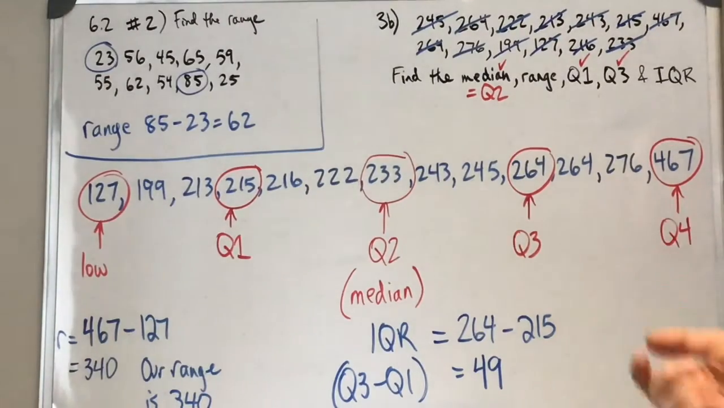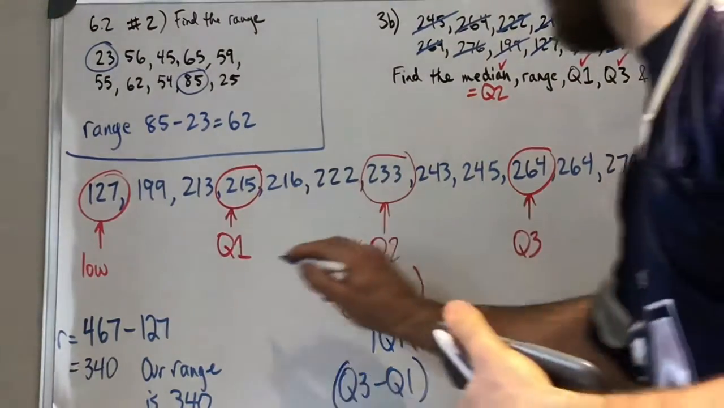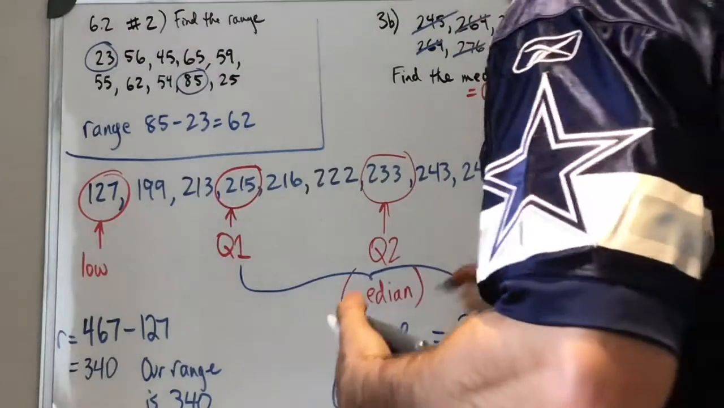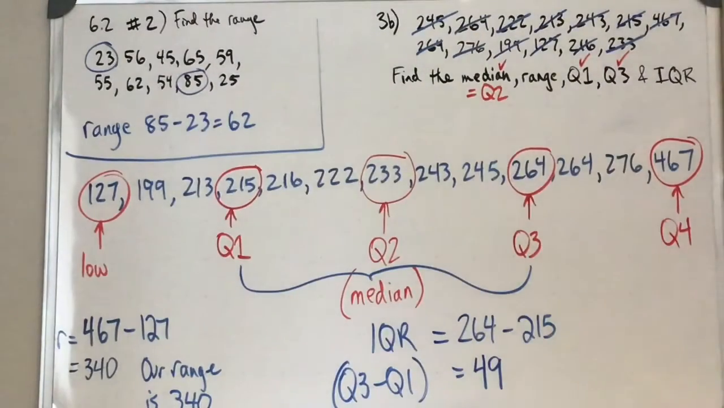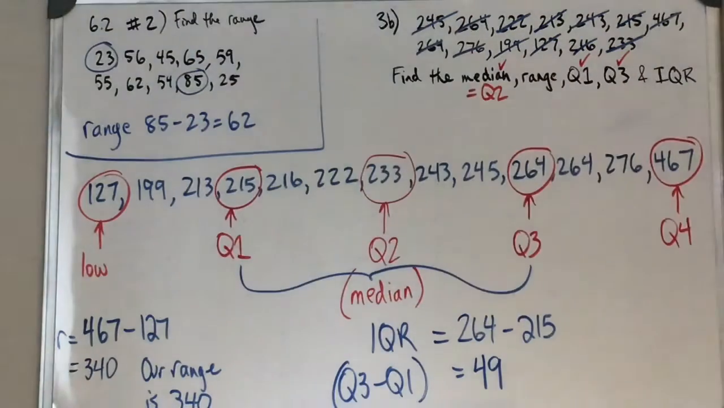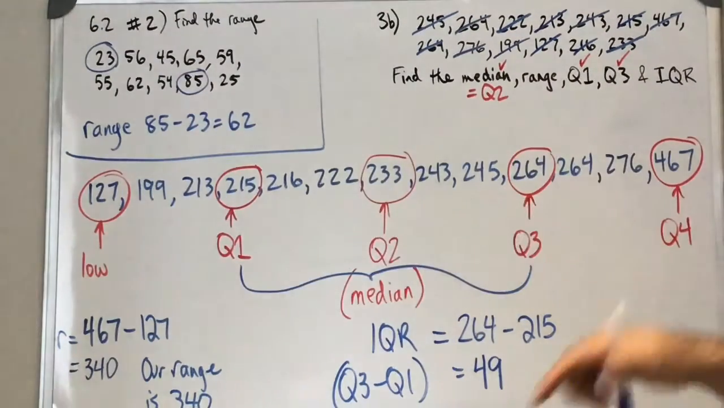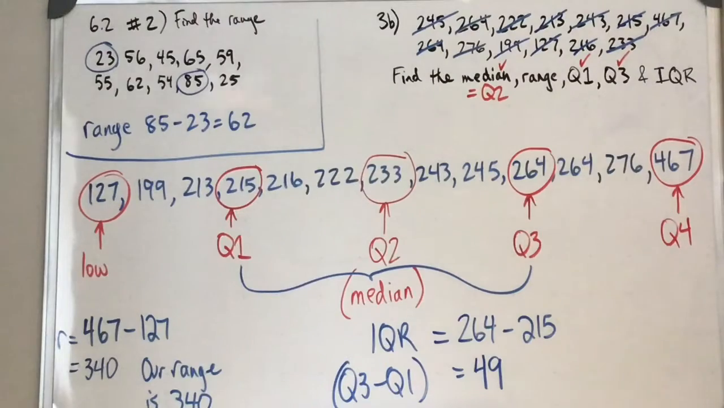So another thing that this shows us here is the middle 50% of the values. Okay, so there's 25% of the values above and below this range. The middle 50% has a range of 49. Okay, so there's our range and interquartile range. That about does it. Go Cowboys.